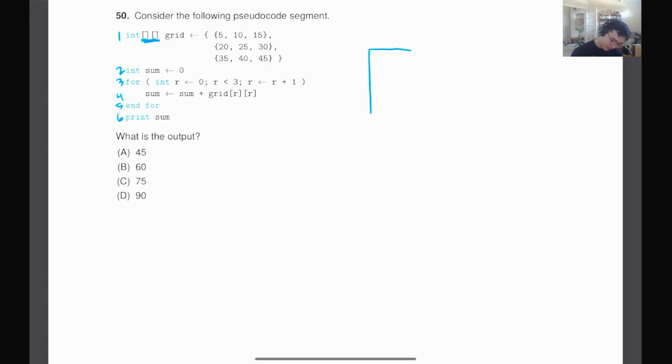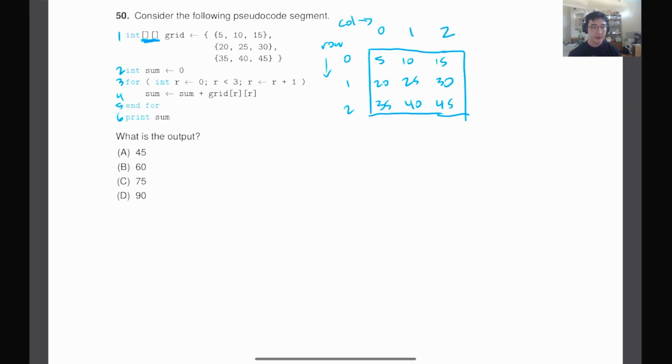So we have a 2D array of 5, 10, 15, 20, 25, 30, 35, 40, 45. And we have rows going down. So this is row 0, row 1, row 2. We have columns going that way. Column 0, column 1, column 2. Okay. Might draw some dotted lines. So setting up these problems makes your life a whole lot easier.